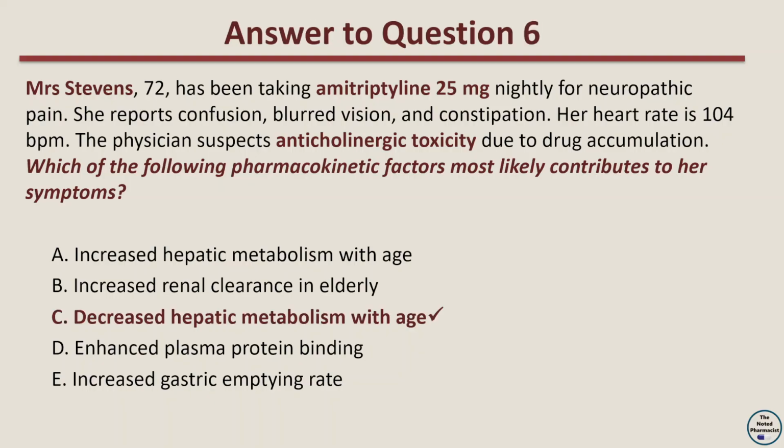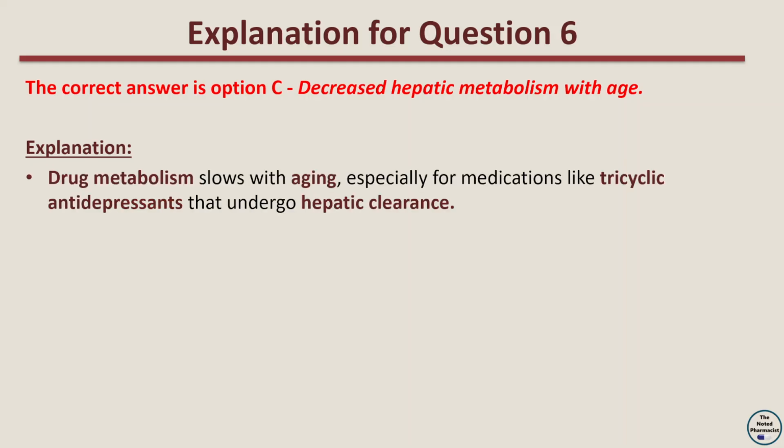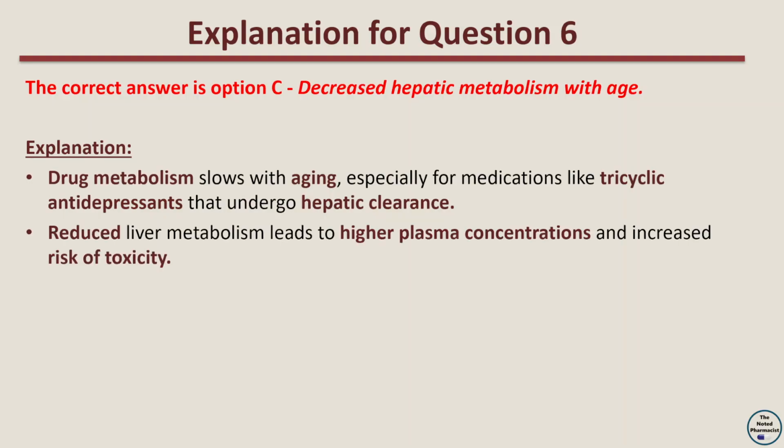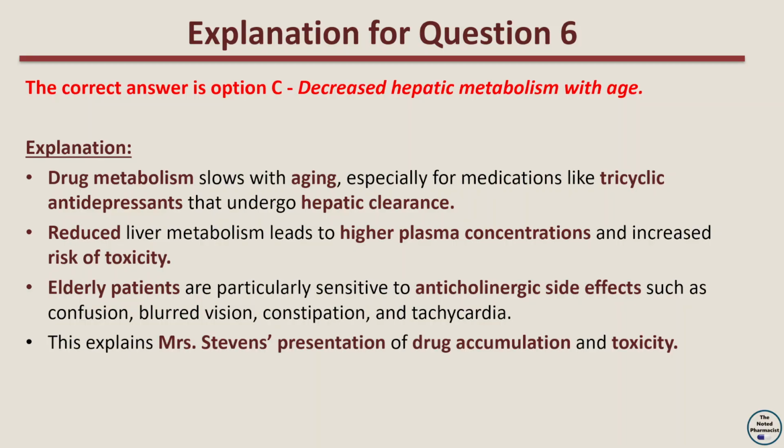The correct answer is option C, decreased hepatic metabolism with age. The explanation is that drug metabolism slows with aging, especially for medications like tricyclic antidepressants that undergo hepatic clearance. Reduced liver metabolism leads to higher plasma concentrations and increased risk of toxicity. Elderly patients are particularly sensitive to anticholinergic side effects such as confusion, blurred vision, constipation, and tachycardia. This explains Mrs. Stevens' presentation of drug accumulation and toxicity.